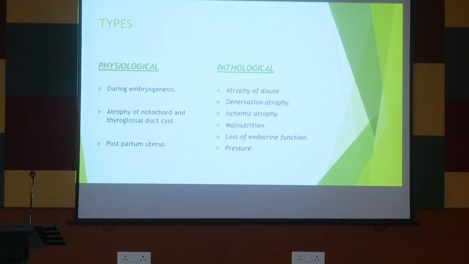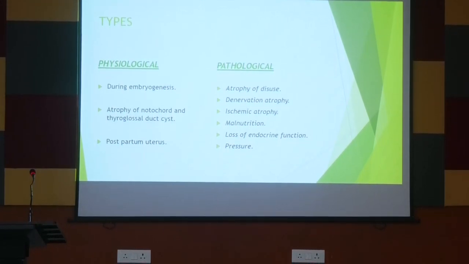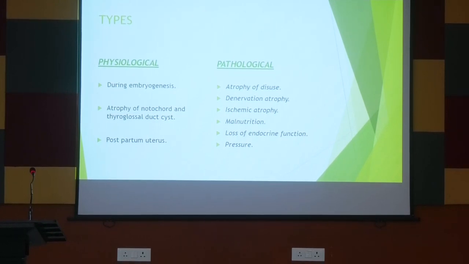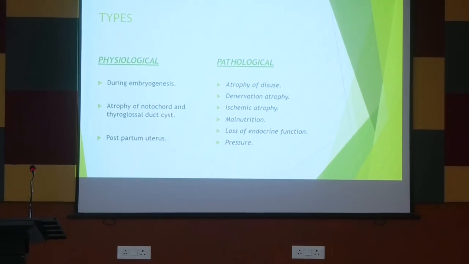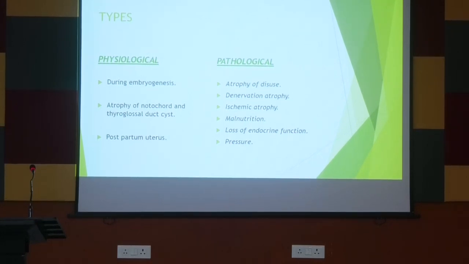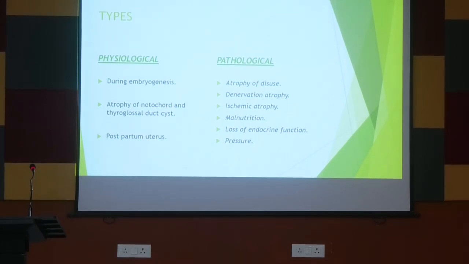So, types. There are two types: one is physiological atrophy and the other is pathological atrophy. So what is physiological atrophy? You're fresh from embryology, so you must know many organs which get atrophied during embryogenesis. That is physiological atrophy. Then atrophy of the notochord and thyroglossal duct cyst. These are examples of physiological atrophy.